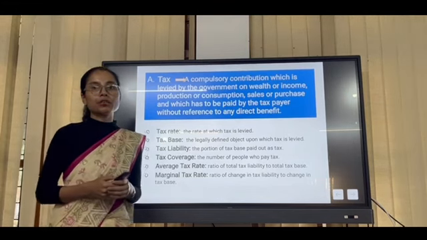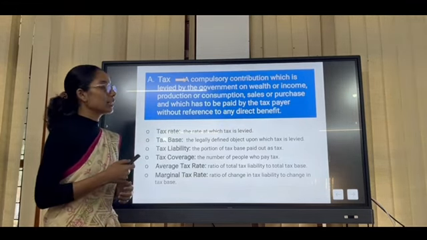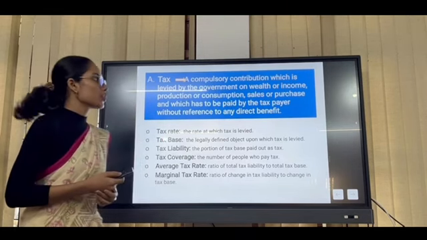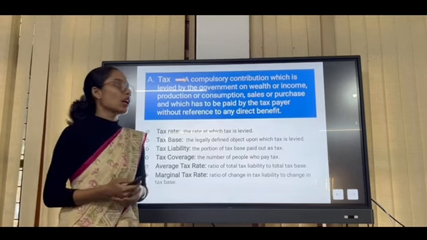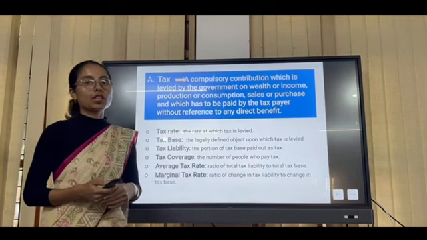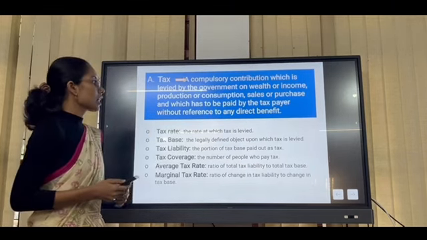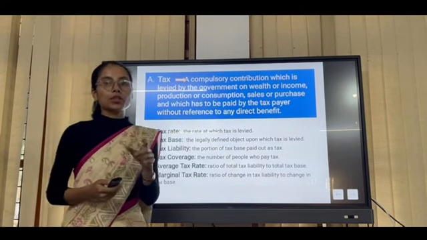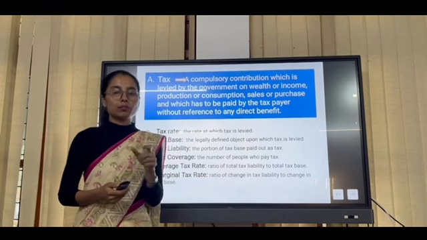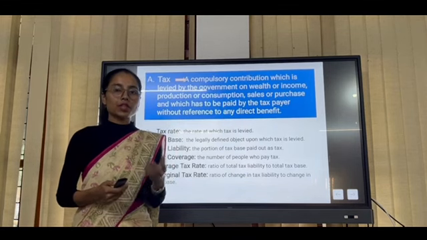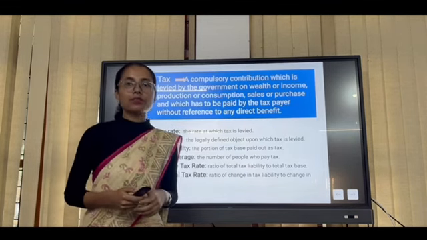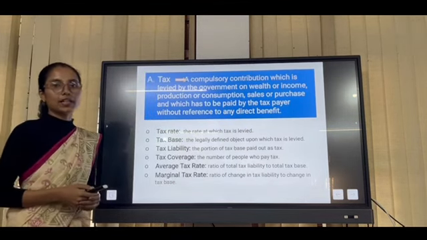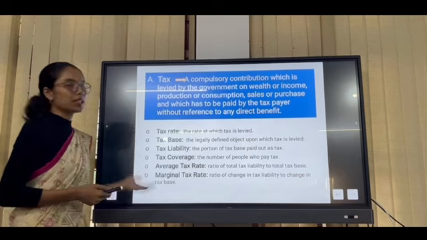Now, a good definition of tax would include that it is a compulsory payment or a compulsory contribution which is levied by the government on wealth or income or production or consumption or sales or purchase, and it has to be paid by the taxpayer. One particular characteristic is that the public which pay tax to the government cannot expect any direct benefit from it. Then there are some concepts like tax rate, tax base, tax liability, tax coverage, etc.